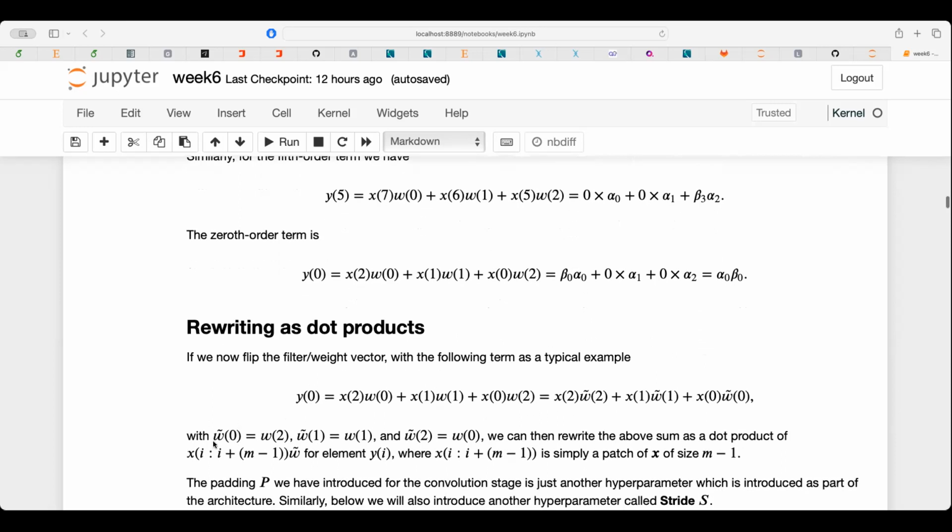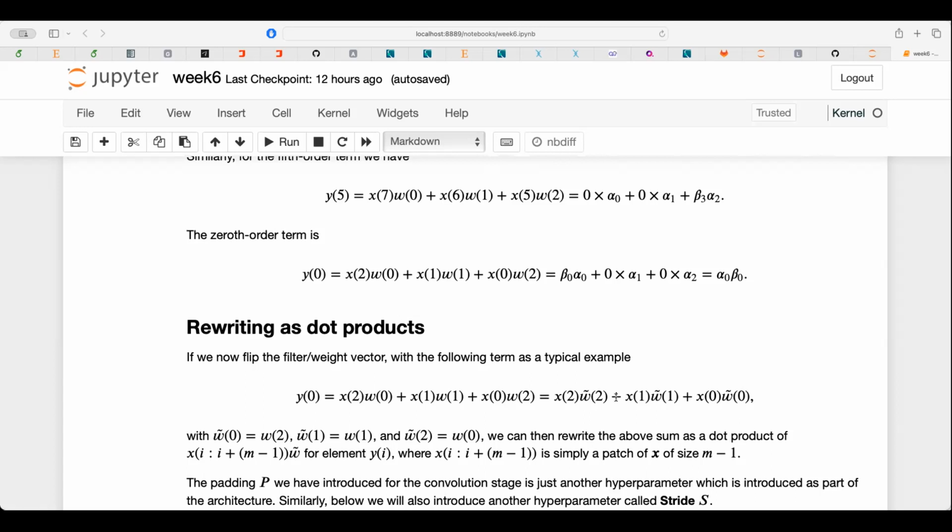What you could do now is to define a new filter, w tilde, which is equal to the original w2. And you would do the same with w1 and the w0 which you had. And if you do that, then you can rewrite it like this. And that looks very much like a dot product, right? When you come to matrices, you will see these as rotations of a matrix. Now you're just flipping the filter here.